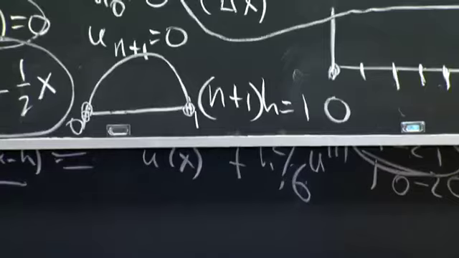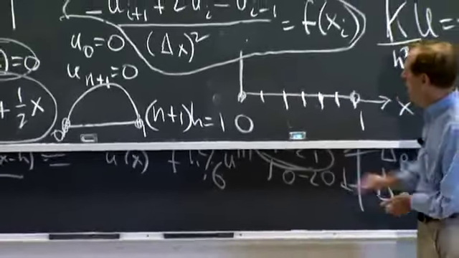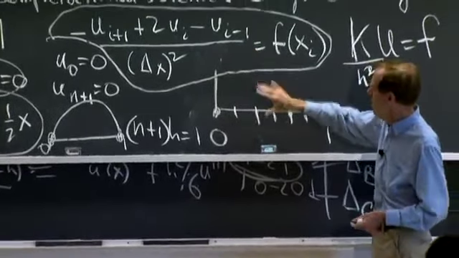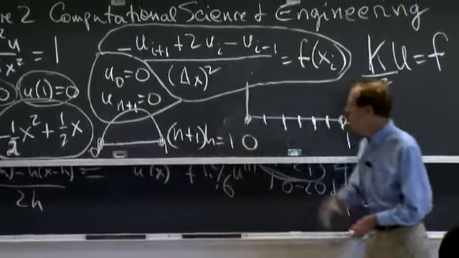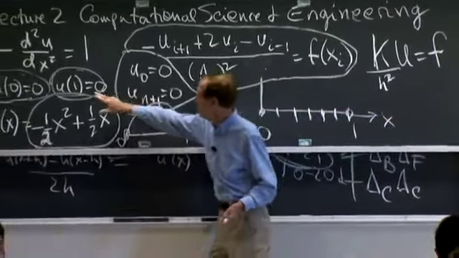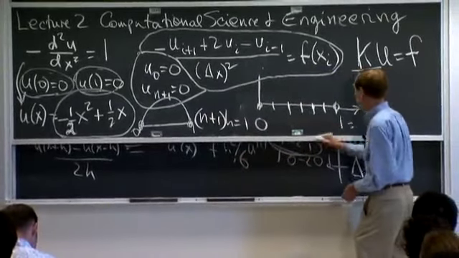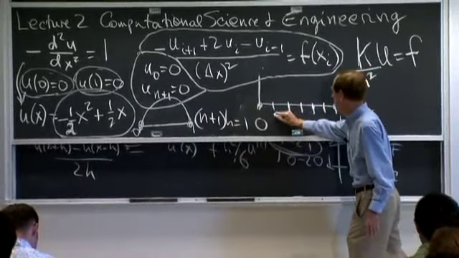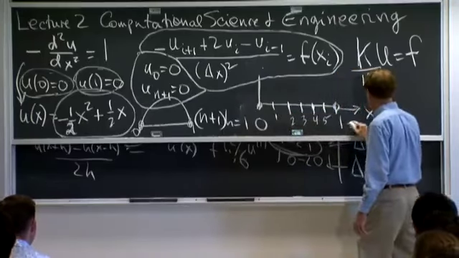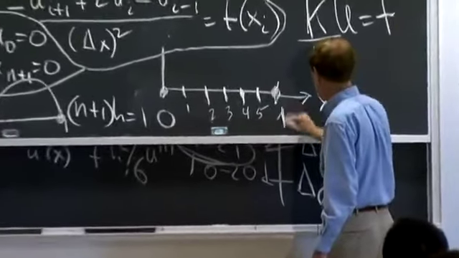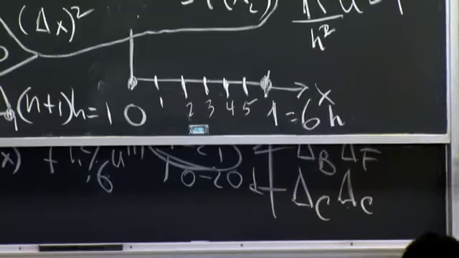Now, what do I get here? Moving to the difference equation. That's the equation, and notice its boundary conditions. Those boundary conditions just copied this one because I've chopped this up. So I've got i equal 1, 2, 3, 4, 5. And the last point, then, is 6, h. h is 1/6.